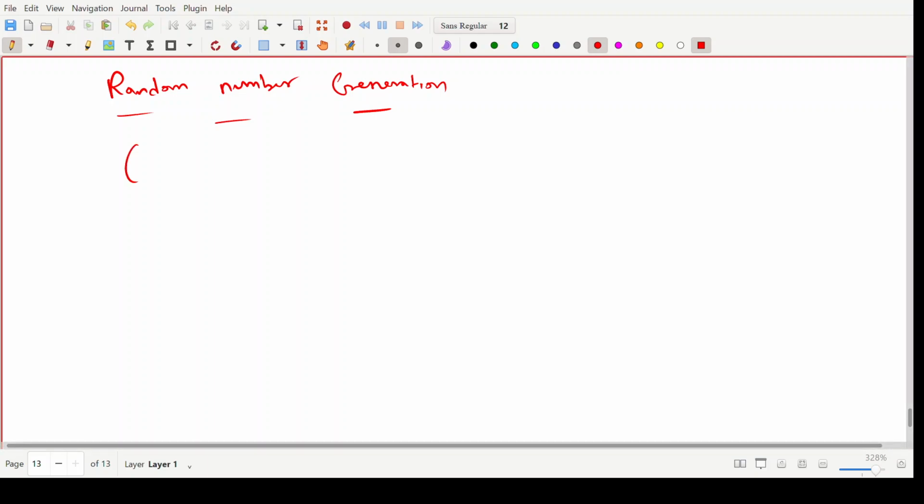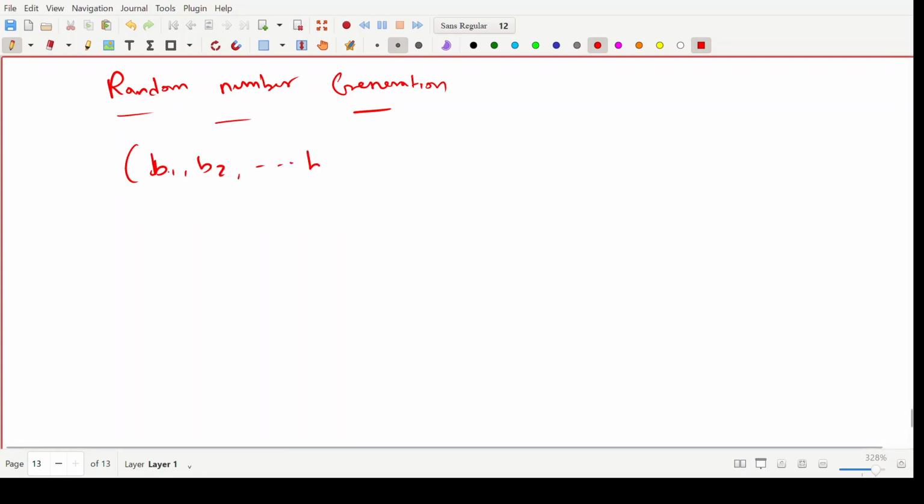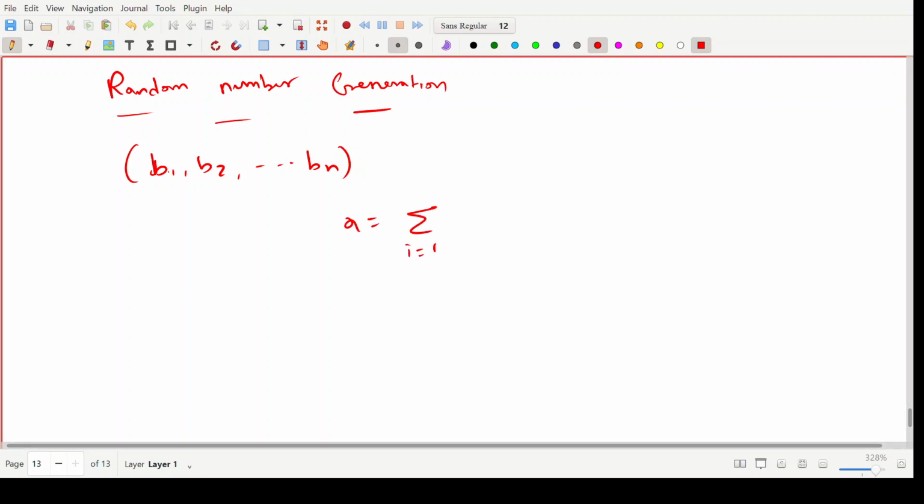You generate a random bit string, say b1, b2 up to bn, and then compute a, which is the sum for i equal to 1 to n of bi times 2 raised to i minus 1. You'll get a number. This number is randomly generated because of this random bit string.